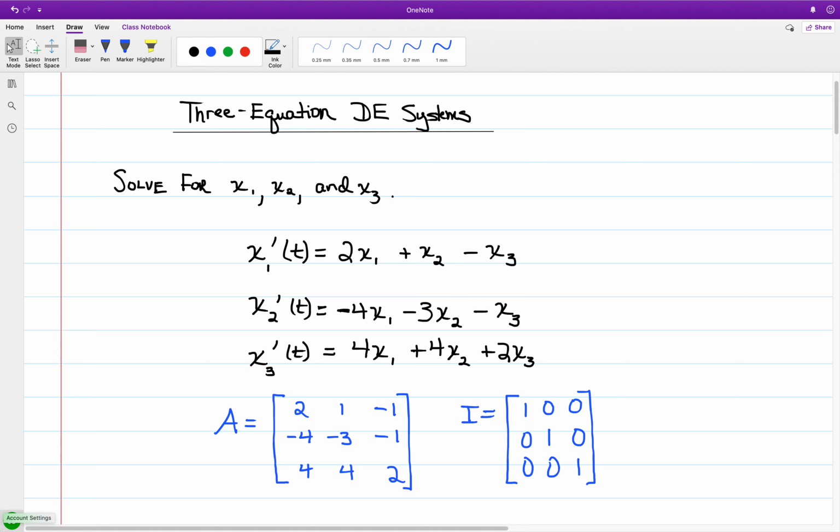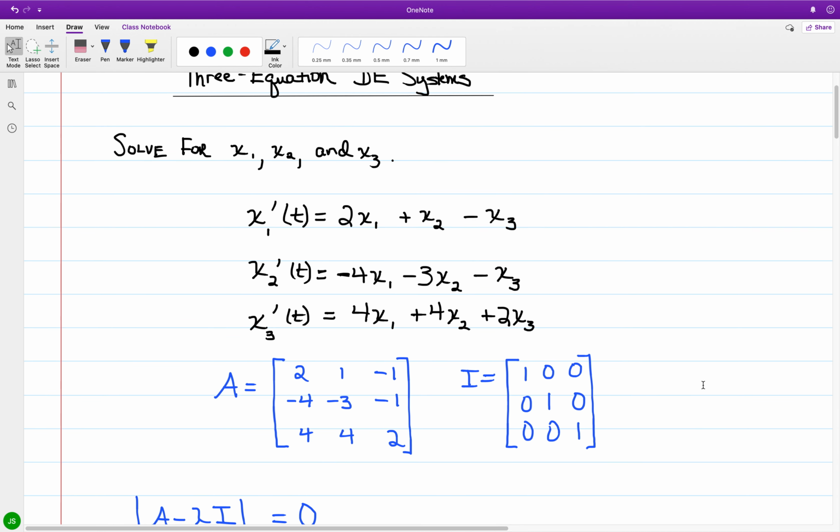And for the first order derivative of x2, we have it set equal to negative 4 x1 minus 3 x2 minus x3. And for the first order derivative of x3, we have 4 times x1 plus 4 times x2 plus 2 times x3. And again, setting up the coefficient and identity matrices.